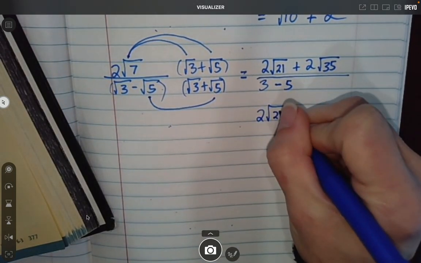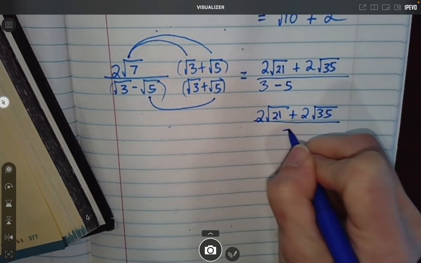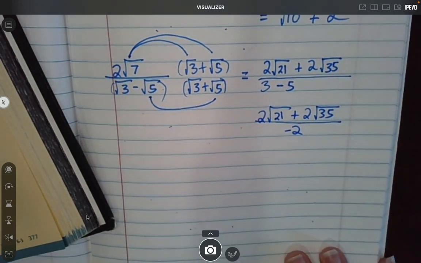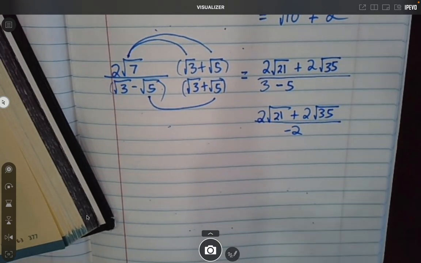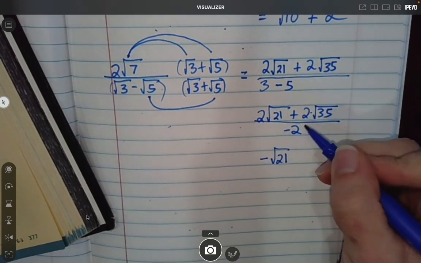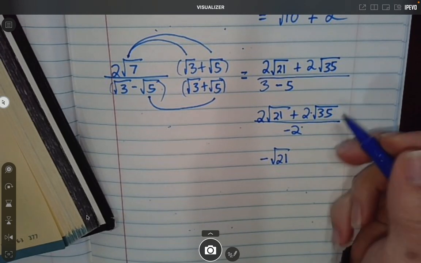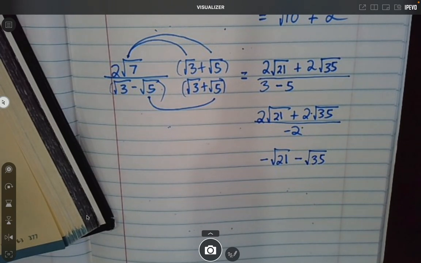Okay? So let me rewrite my answer. I have 2 square root of 21, 2 square root of 35. Can't add those. Over negative 2. What do they all have? A 2. Okay? So what are we going to reduce it with? Reduce it by 2. So what do we end up getting? What's 2 divided by negative 2? Negative 1 square root of 21. And what's 2 divided by negative 2? Negative 1, and then bring down square root of 35. So that's your answer. You can't combine those.